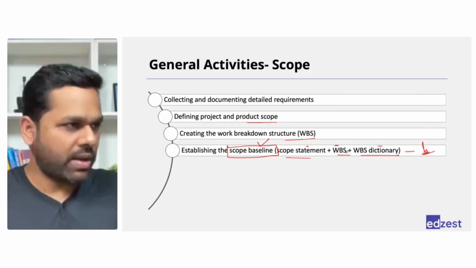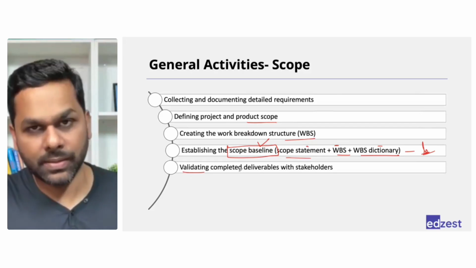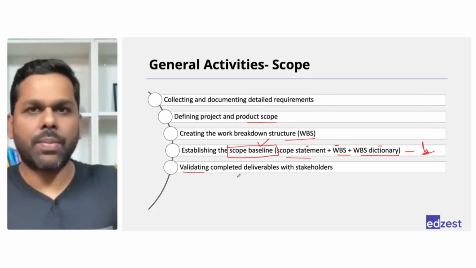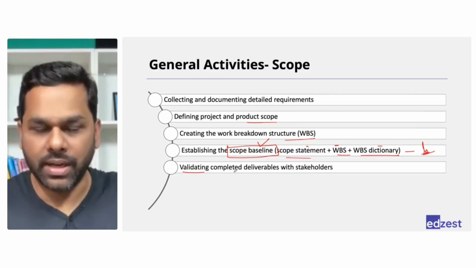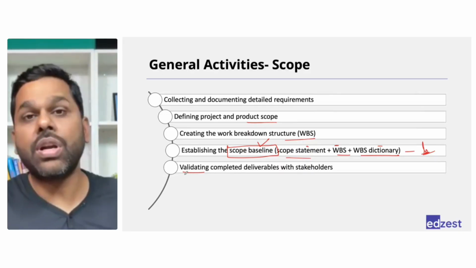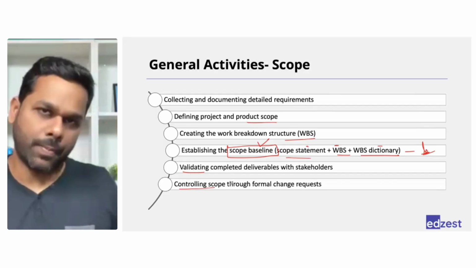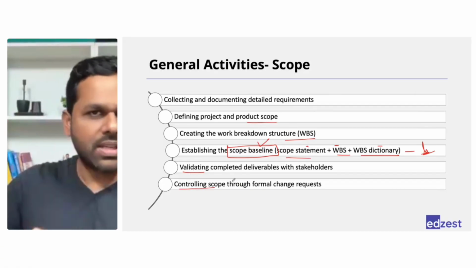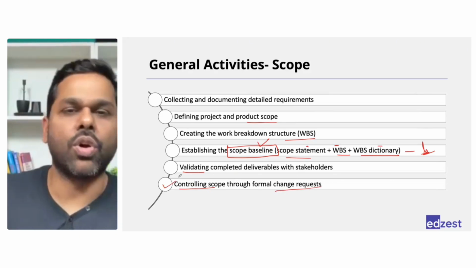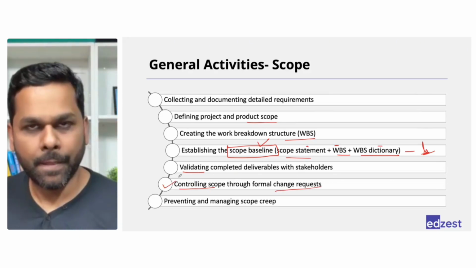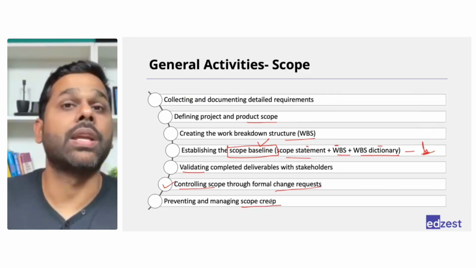Then all you need to do is, whenever a team member completes the work, get it validated with the customer. Hey, this work package is complete, please have a look. They will accept it or they will reject it. If they accept it, it's great. If they don't accept it, then you need to make some changes, which is called controlling the scope. So you'll have to go through the formal change request, make some changes, and then ensure that the scope is controlled.